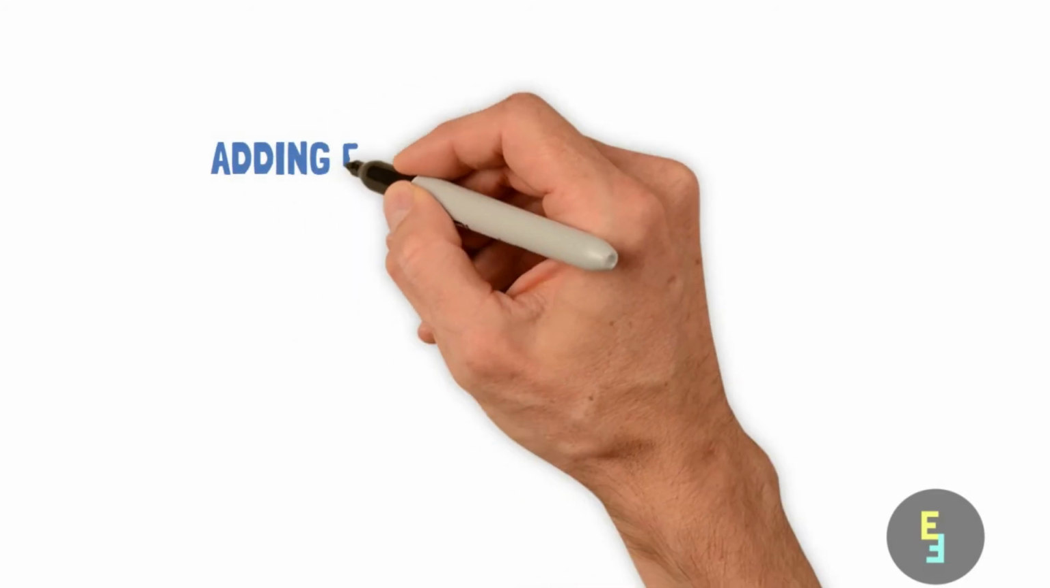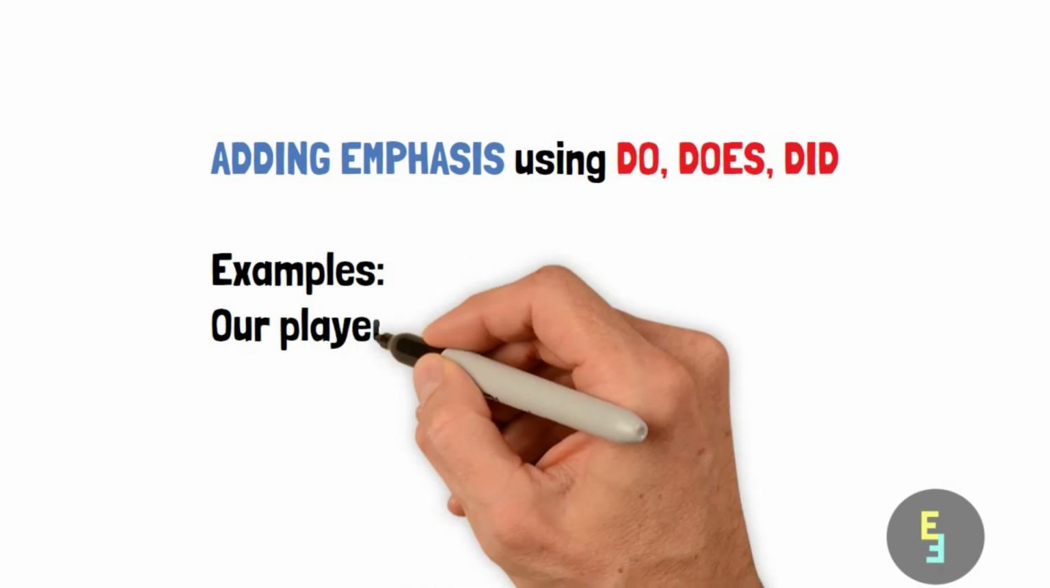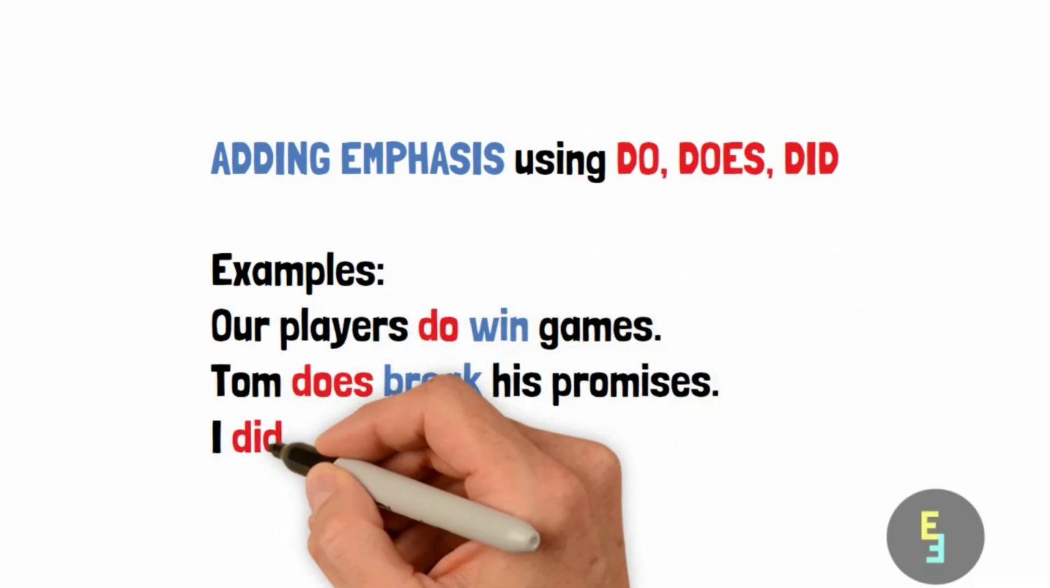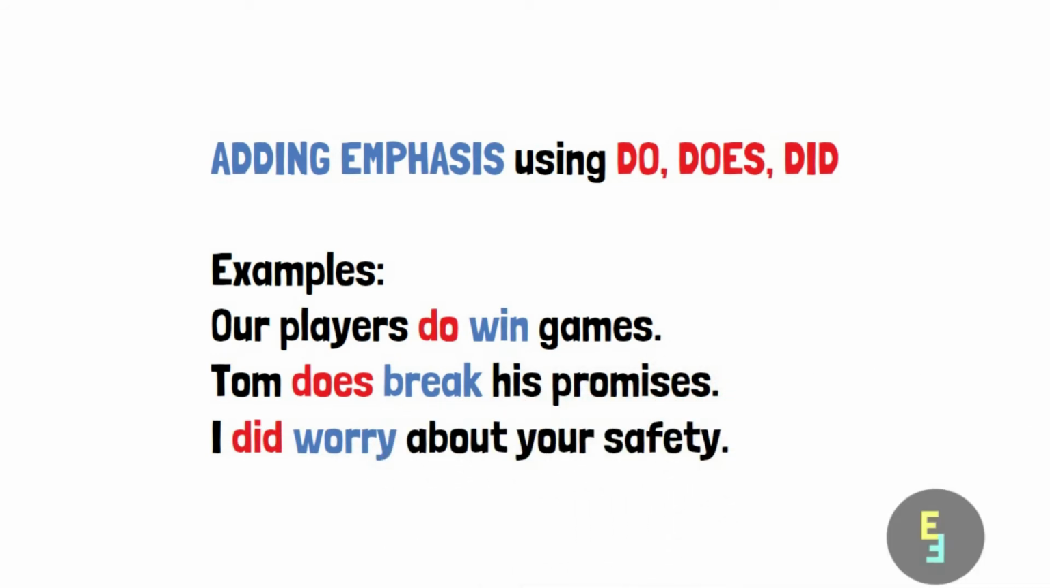Lastly, adding emphasis using do, does, and did. Examples: our players do win games. Tom does break his promises. I did worry about your safety. Did you get all that?